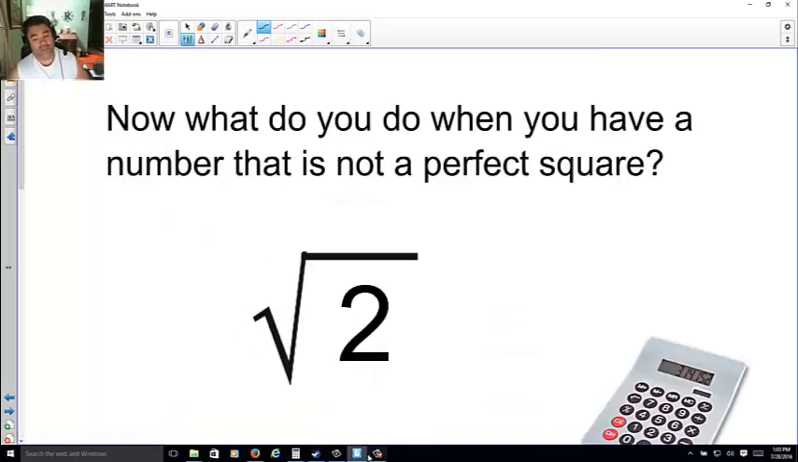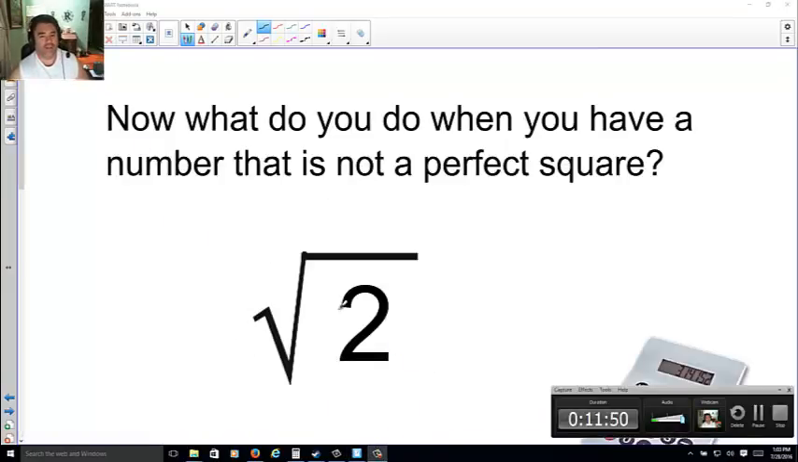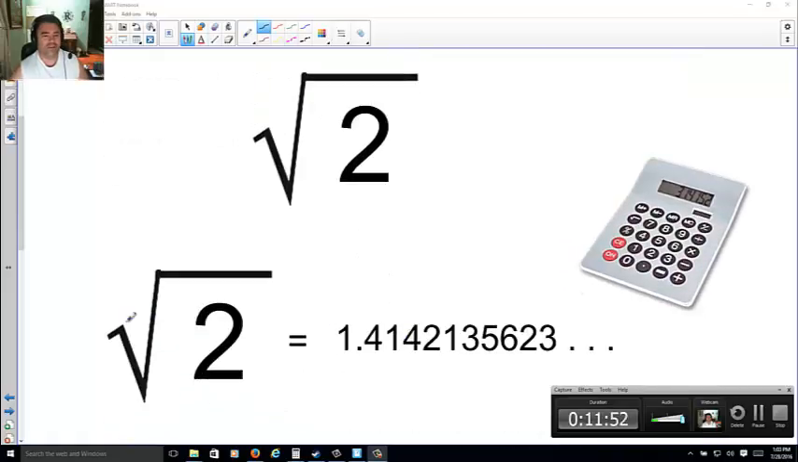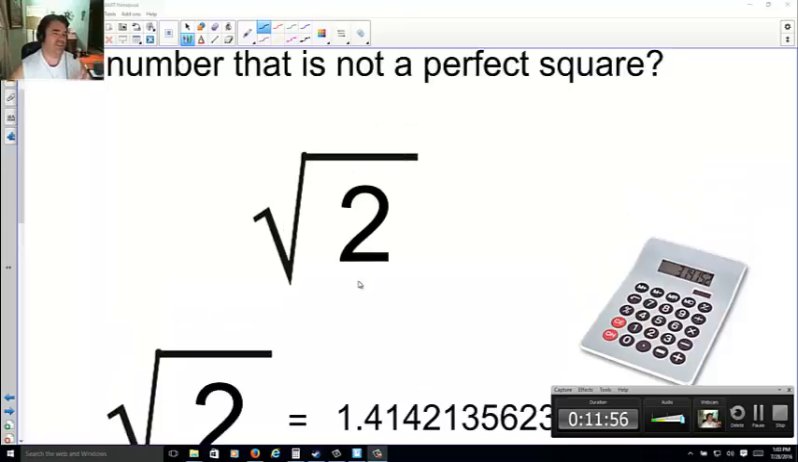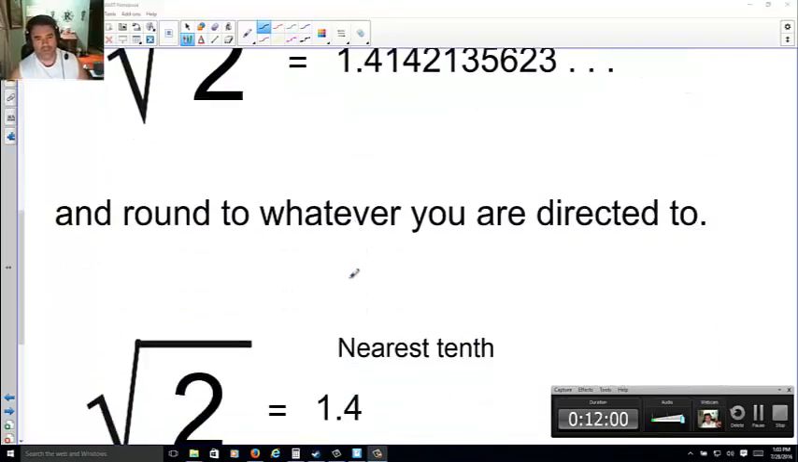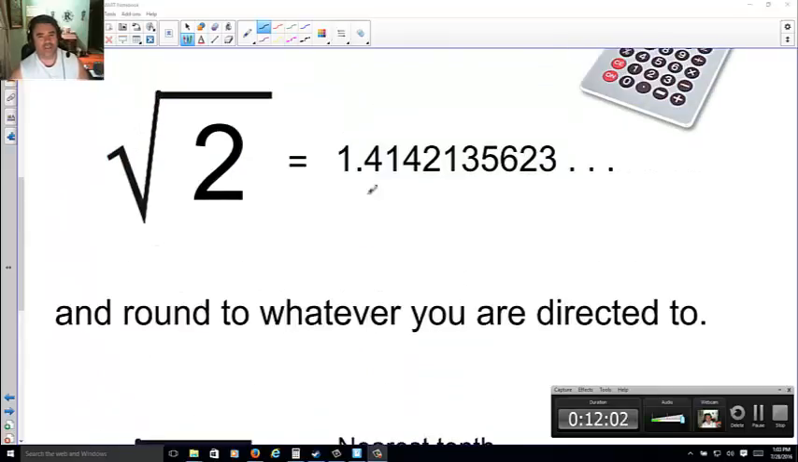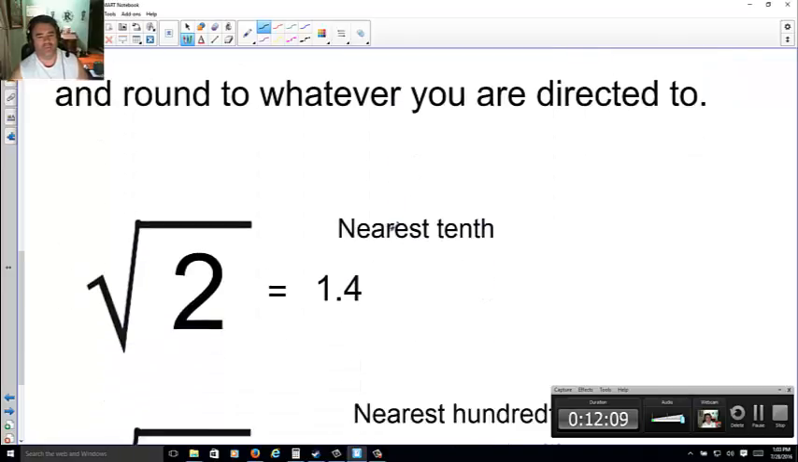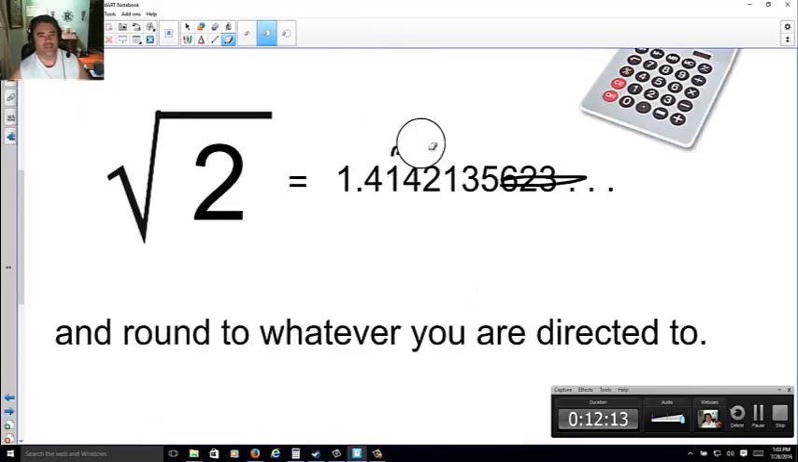Now, what happens if you don't have a perfect square number? Well, alright, if you root 2, take your calculator. Root of 2 is 1.41 blah blah blah blah. This is called a non-perfect square root. So you just round it to whatever you want. If I say round to the nearest tenth, you're like, okay, well, this is the 10th and this would be the 100th. Is this 5 or more? Nope, cancel it. 1.4.